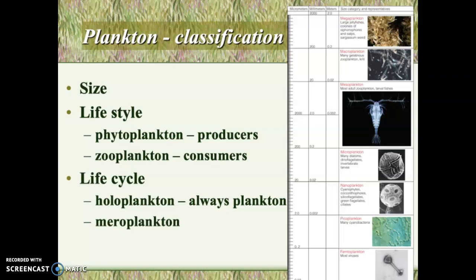We can also look at life cycle. It turns out that some plankton are always plankton. They always drift with the current. That would be the holoplankton. And then there are some organisms that are classified as meroplankton, and that means that part of their lifestyle, they are plankton, but the rest of their lifestyle, they may live on the bottom, or they may be nektonic and they may be big enough and strong enough to swim around.